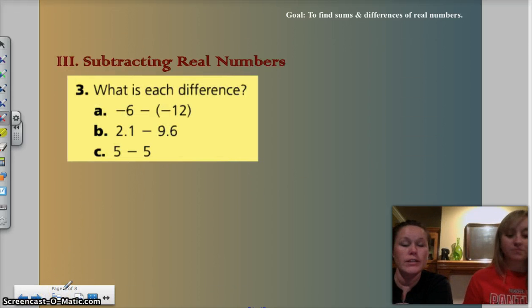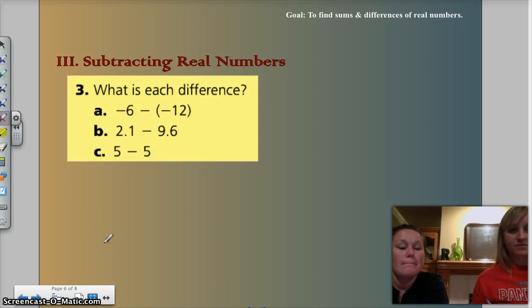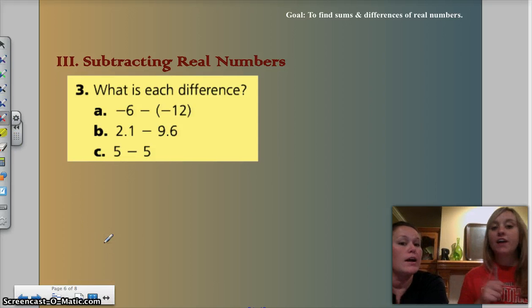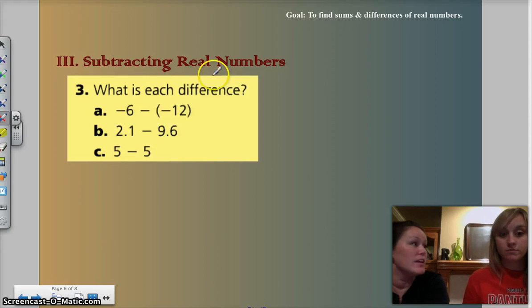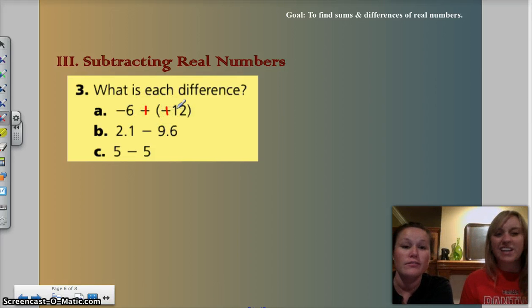Okay, so now we're finding differences. Negative 6 minus negative 12. Red flag, red flag. I'm a real stickler on this one. I am too. If you see minus negative, gosh darn it, you make it plus positive. There you go. Guys, I like to think of it like magnets.